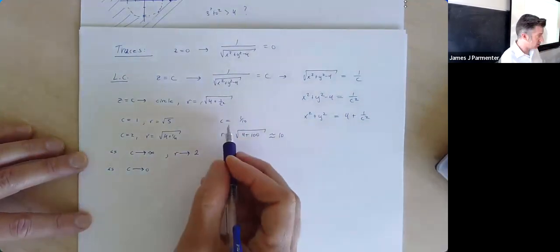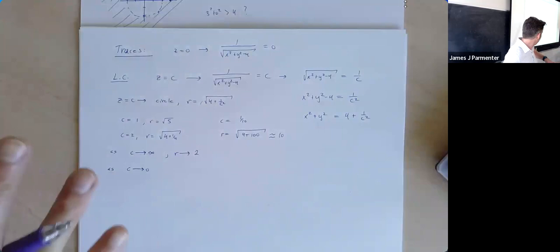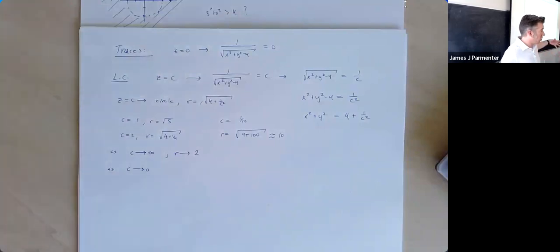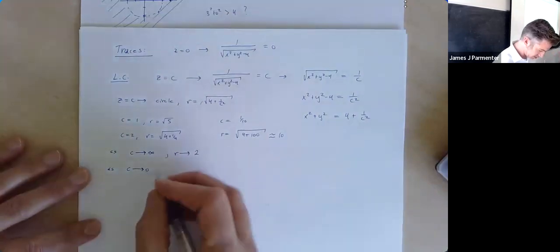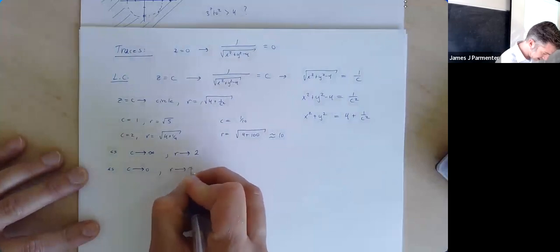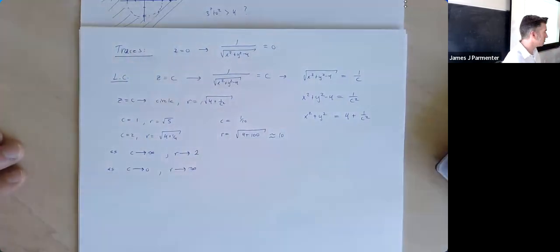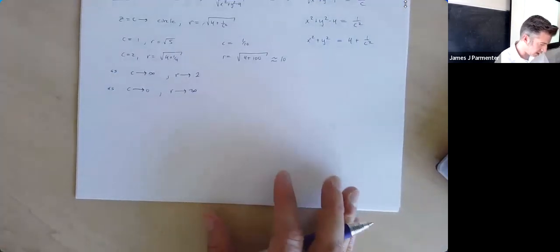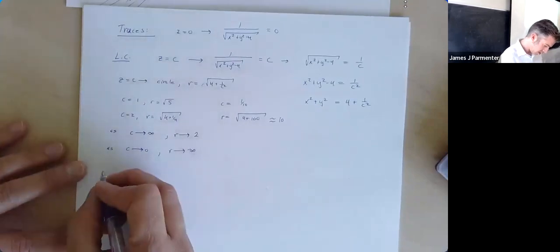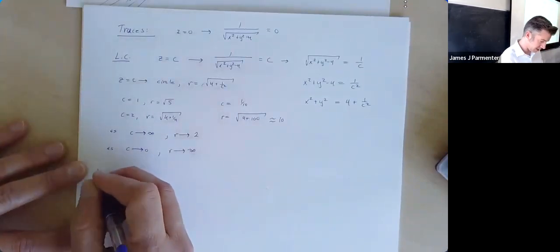So as you get lower and lower to the xy plane, your radius is getting larger and larger. In fact, as c gets closer and closer to 0, your radius gets really, really big. We'll see this play out when we graph it in just a second. So let's look at the other two traces. In the xy plane, sorry, that's the one we did.